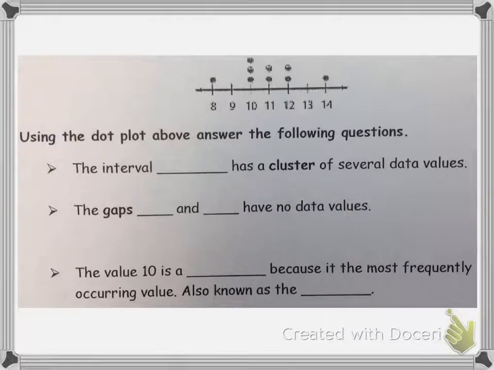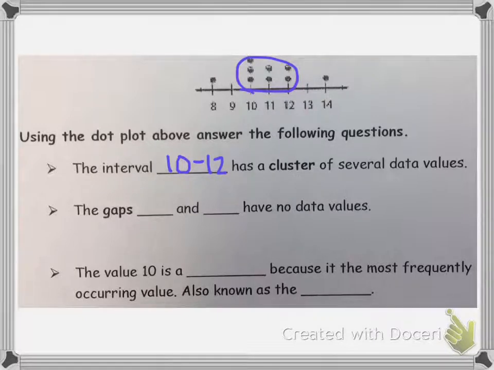So here we have a dot plot, and we're going to use the dot plot to answer the following questions. The interval blank has a cluster of several data values. We look at the dot plot and see where there is a cluster, where there are a lot of values grouped kind of next to each other, and it is the interval. If we look right here, there's a cluster of data. So interval 10 to 12 has a cluster of several different values.